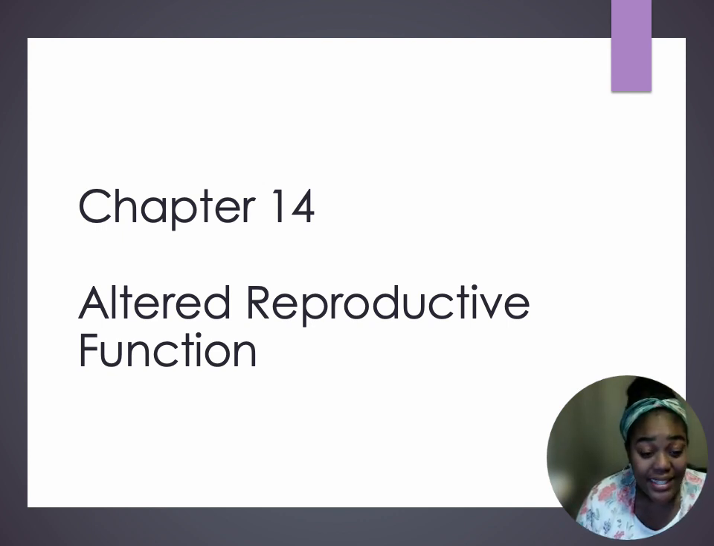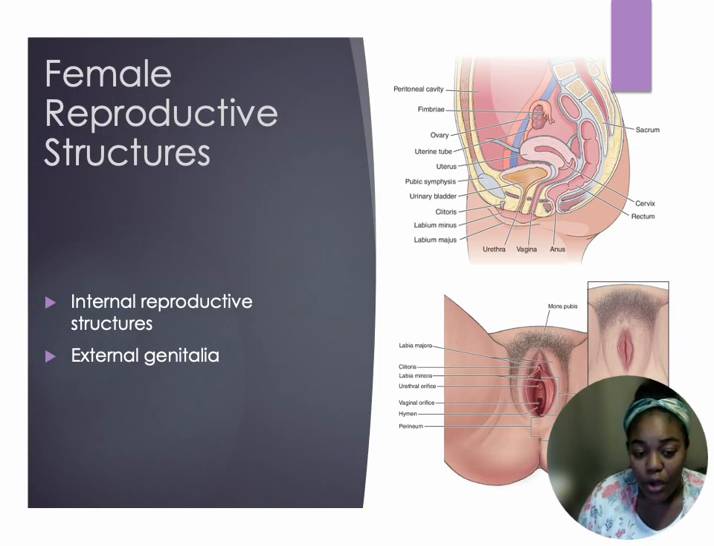I am Miss White, and today we'll be talking about altered reproductive function in the male and the female. On this slide, this is just an overview of the female reproductive structures. Just note where the uterus and the ovaries are, as that's where most of our hormones are going to be focused on. And again, this is just an overview of the internal reproductive structures and the external genitalia.